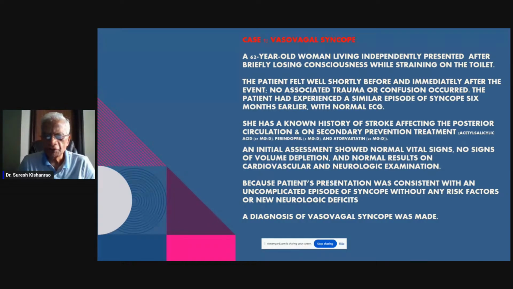The patient felt well immediately after the event. No associated trauma or confusion occurred. The patient had experienced similar episodes over the last 6 months. An ECG was done, but it was normal.